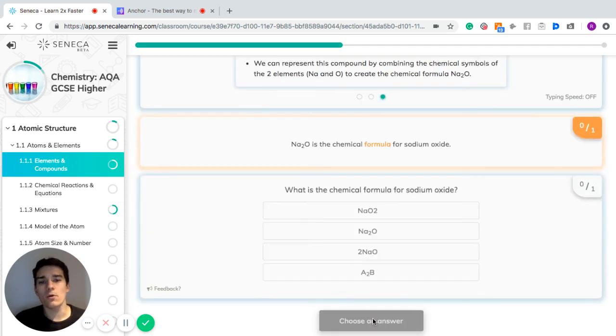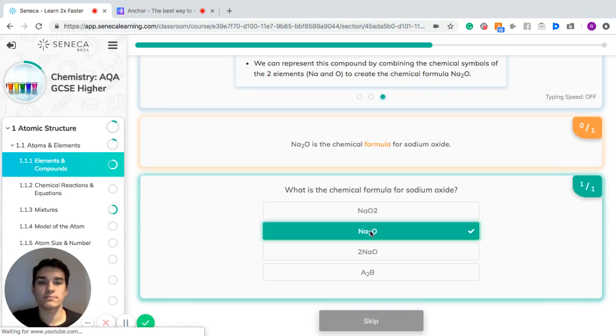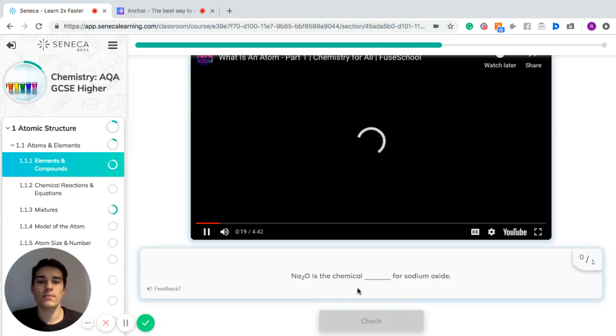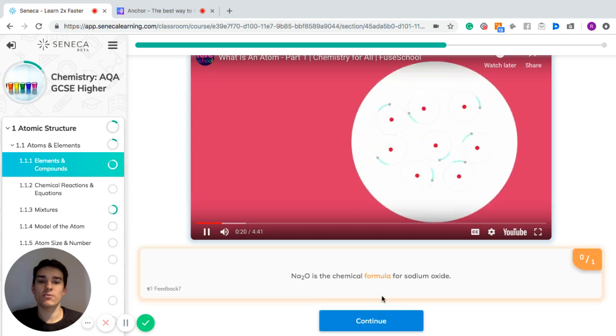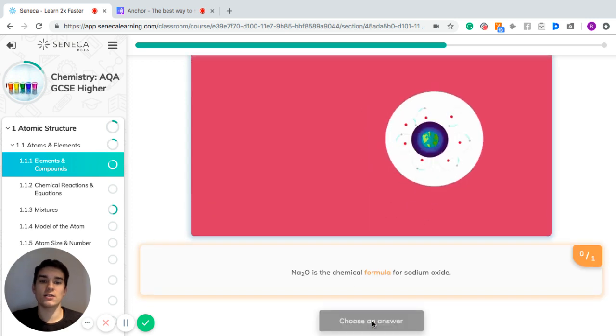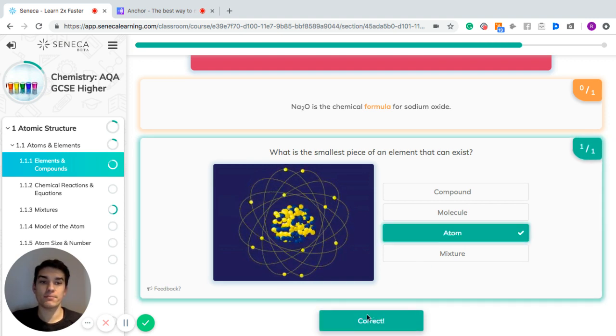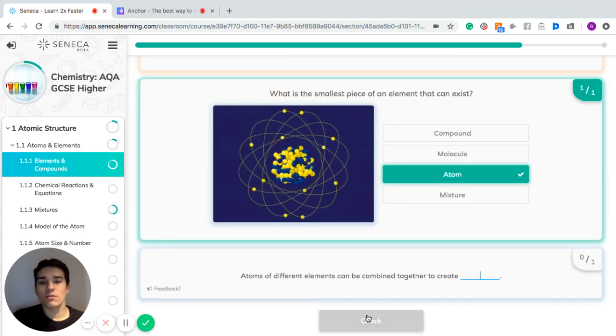And just to recap a bit more, what is the chemical formula for sodium oxide? Now remember, that's Na2O. And what is the smallest piece of an element that can exist? Now remember, the smallest piece, that's just one piece of an element, that's an atom. Atoms of different elements can combine to create compounds.